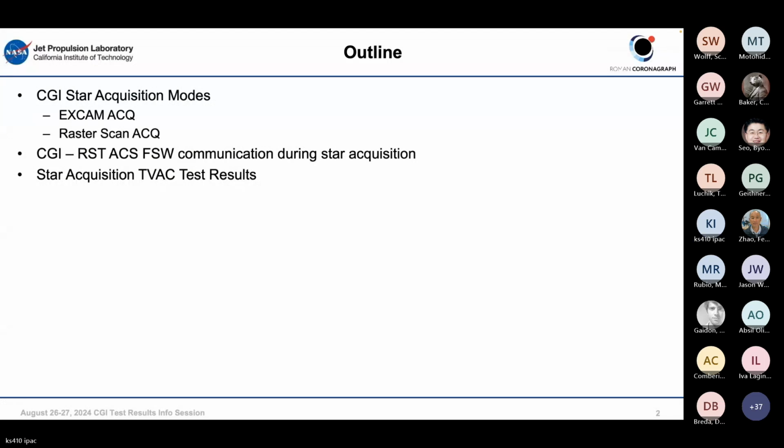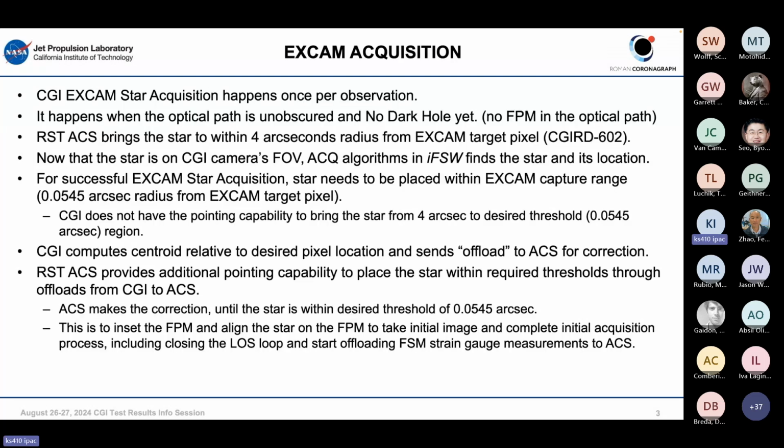Okay, so I will talk about the different modes of star acquisition, XScan and raster scan. And then this is a system level task, star acquisition. So we will talk with the Roman ACS all the time during our acquisition. So I want to touch on the communication and exchanges between attitude control systems and CGI. And also I'm going to talk about the feedback results that we have.